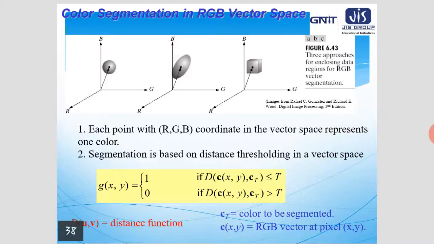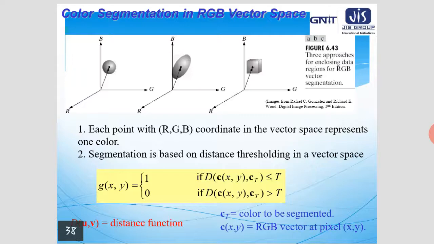So the color segmentation in RGB vector space has been given here. Each point with RGB coordinate in the vector space represents one color. Segmentation is based on distance thresholding in a vector space. The formulation has been given here.